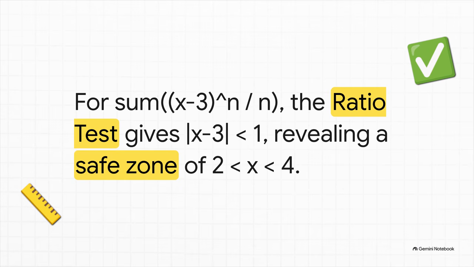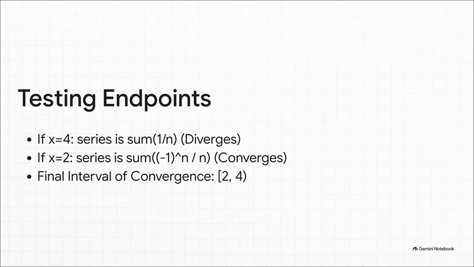Take a look at the equation for the series of x minus 3 to the power of n, all divided by n. If we run our handy ratio test on this, the math neatly simplifies down to the absolute value of x minus 3 is less than 1. And solving that basic inequality tells us our safe zone, our open interval, is between x equals 2 and x equals 4. But remember, we are not done yet. We have to check those boundaries.